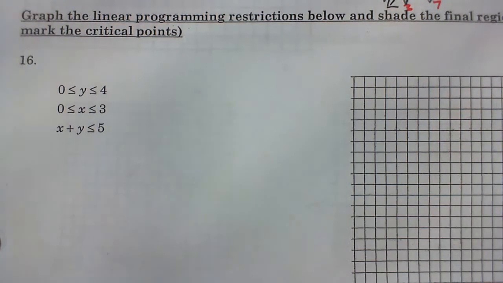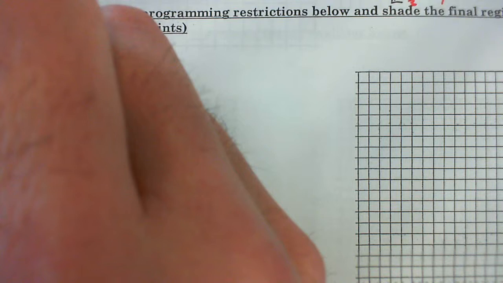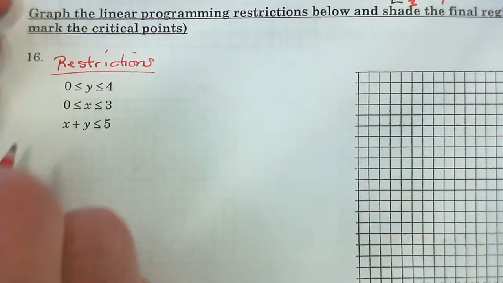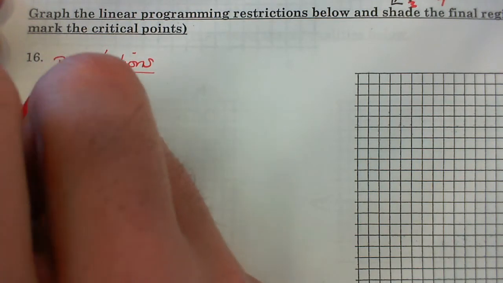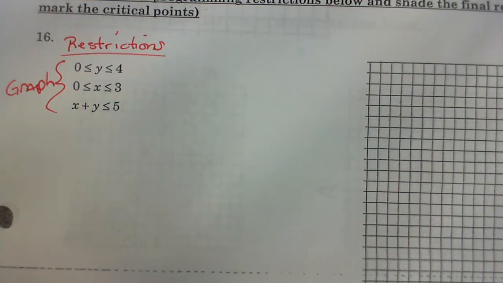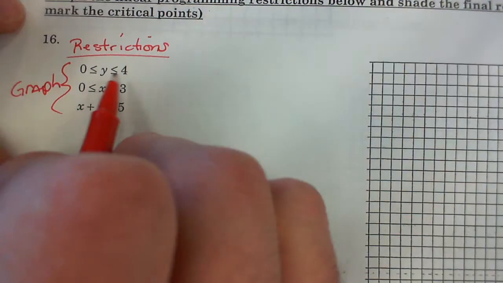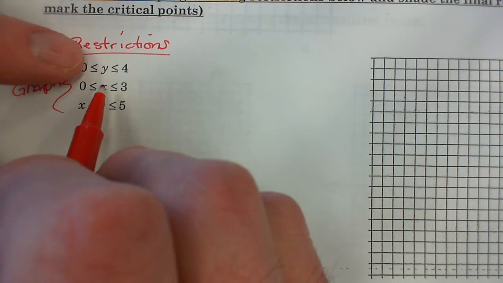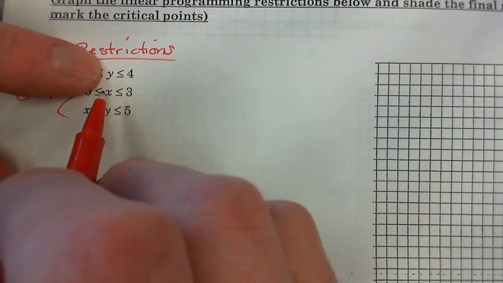Okay, on number 16, here we give you the restrictions. These are your restrictions, and these all need to get graphed. These might look a little confusing at first, but what you can do is just ignore part of it at a time. This is a compound inequality.